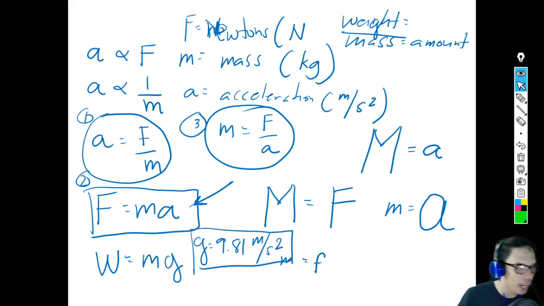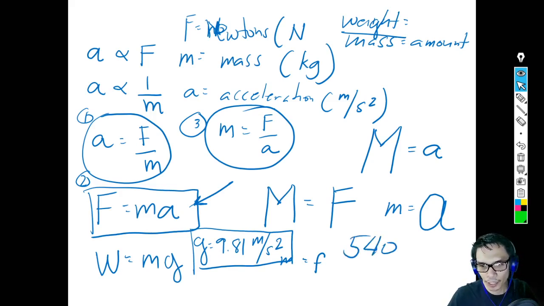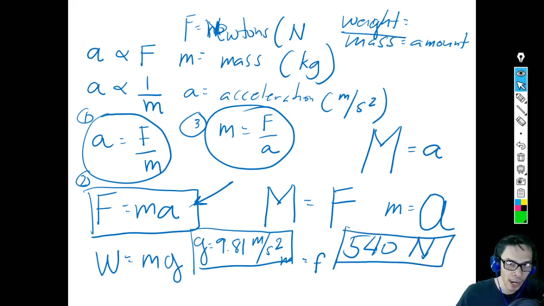So when someone asks what your weight is, if you answer 55 kilograms, that is wrong. That is your mass. Your weight is 55 kilograms times 9.81. Let me get my calculator. 55 times 9.81 is more or less 540 newtons. This is your weight if you are 55 kilograms. If your mass is higher, your weight will be higher too. So weight and mass are different, do not be confused on that.